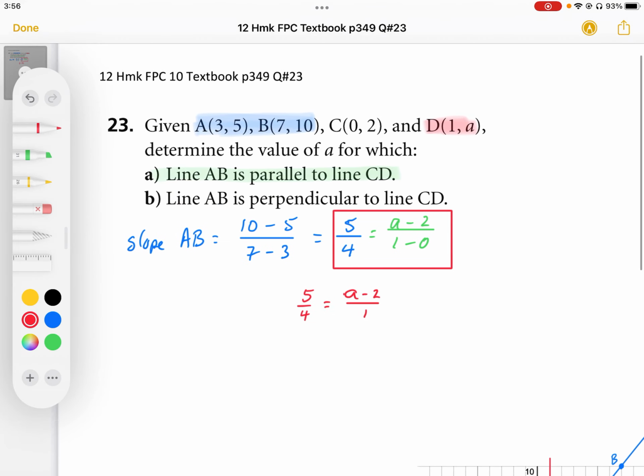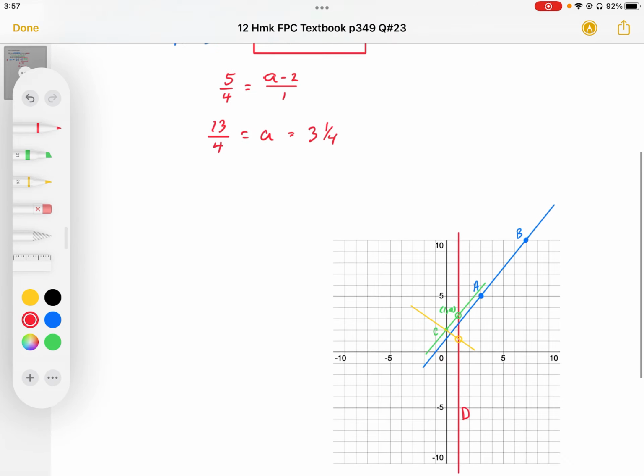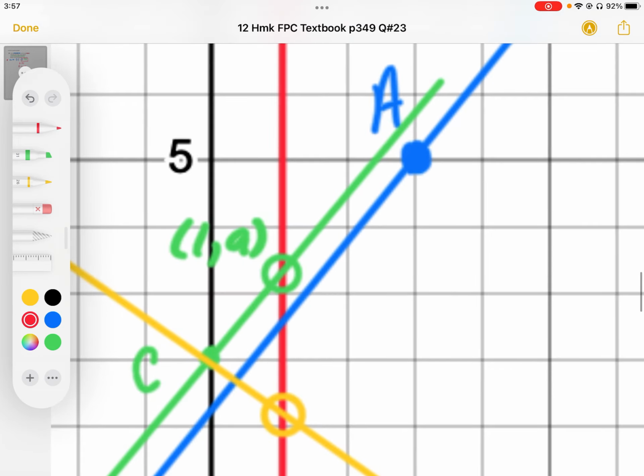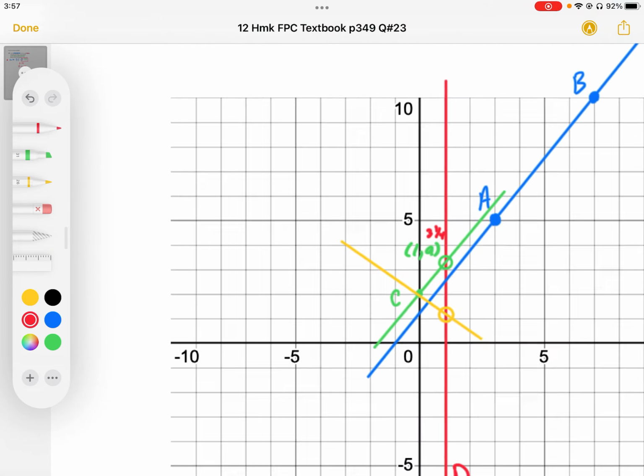So this is part A, finding parallel lines. Solving for A, I'm just going to add 2 to both sides, and I end up with 13 over 4 equal to A. So A is equal to 3 1/4, which is about right. That's kind of what I was looking at, and that coordinate there then is 3 1/4. Okay, so that's part A.